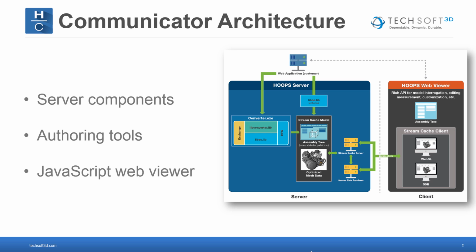And the stream cache model has two parts. One is the assembly tree, which is all of the non-graphical data that we just extracted from Exchange. And that goes into this model alongside the optimized mesh data. When we talk about optimized mesh data, that's all that triangle data. We run some optimizations on it, like removing duplicates, things of that nature. And that's going to live in this file along with that assembly tree.